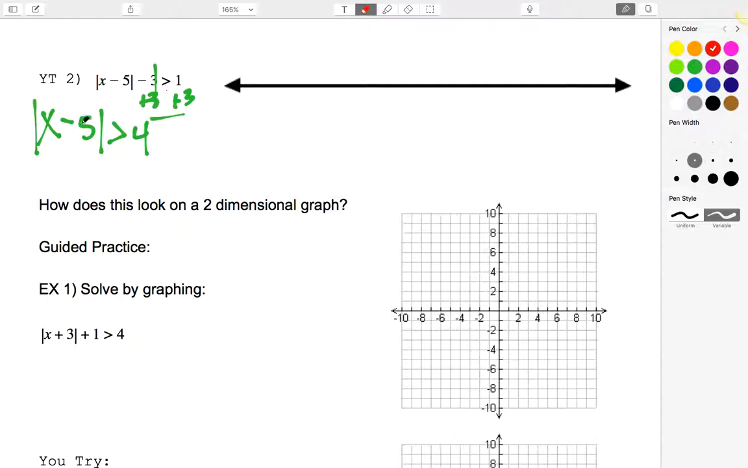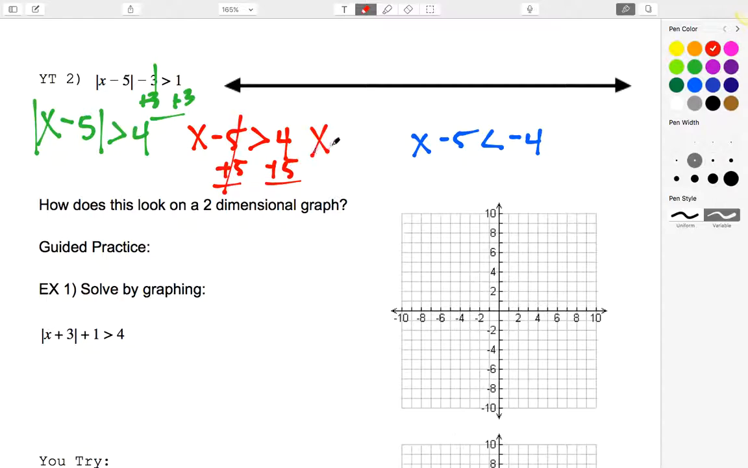So to solve, I'll go ahead and say x minus 5 is greater than 4, and my other one is going to be x minus 5 is less than -4. I'll add 5 across to get my like terms there, and this is going to be x is greater than 9. My next one, I'll add 5 across, and I'll see that x is less than 1.